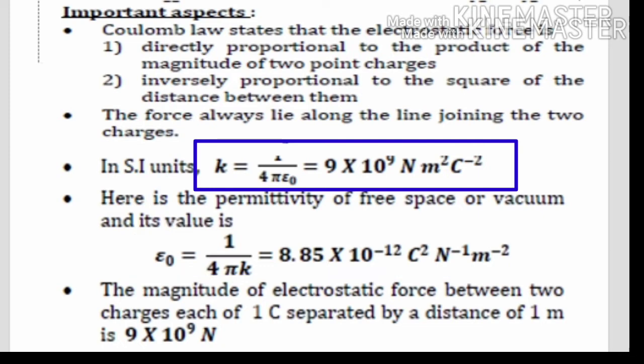After substituting all these values and after cancelling, you can get the value as 9 into 10 power 9 Newton meter squared Coulomb power minus 2. So this is the value of the proportionality constant.